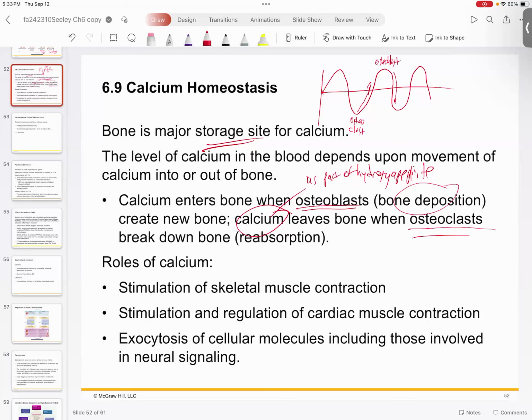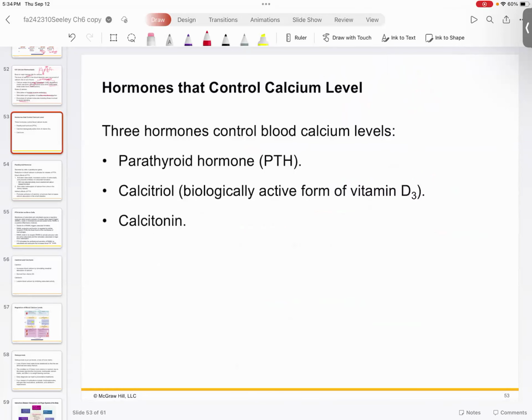Now, when you take a look at calcium, some of the things that it does, first of all, it's important in muscle contraction. We're going to be taking a look at this in the muscle physiology chapter. It's also important in regulation of cardiac muscle contraction. So all muscles need calcium in order to contract. And also cellular molecules, especially like neurotransmitters, require calcium in order to operate, in order to work. And that's before you get to its function in hydroxyapatite. So calcium is a very, very important ion, a very important mineral in our physiology.